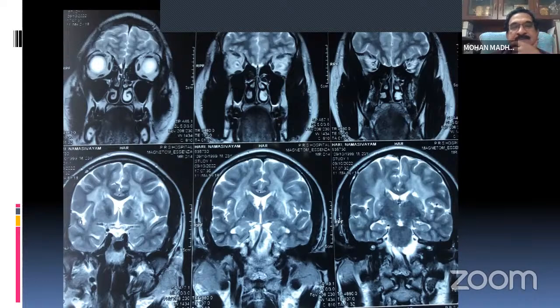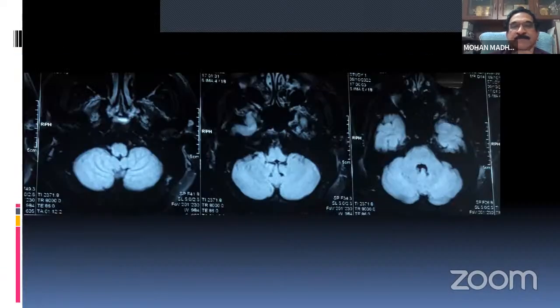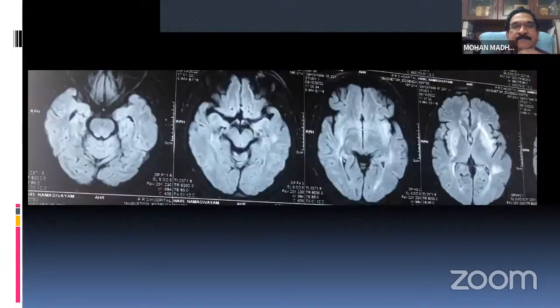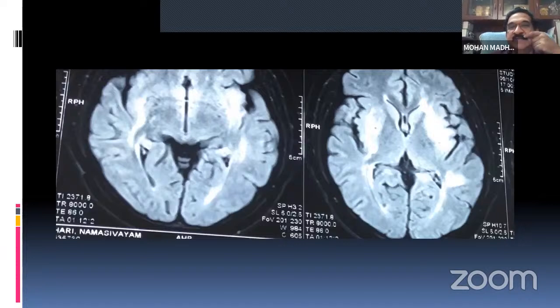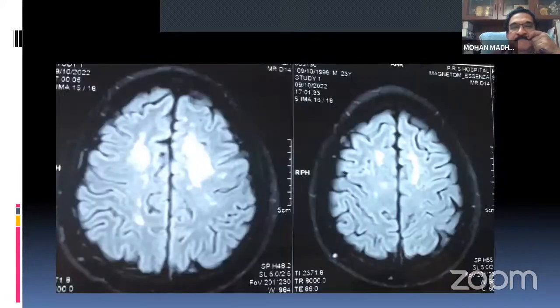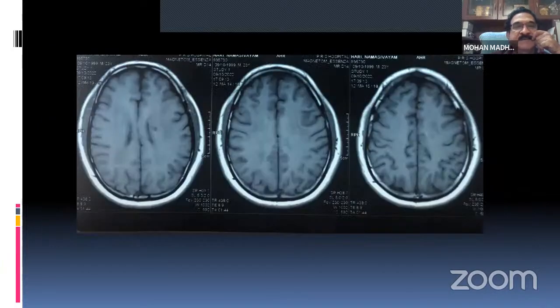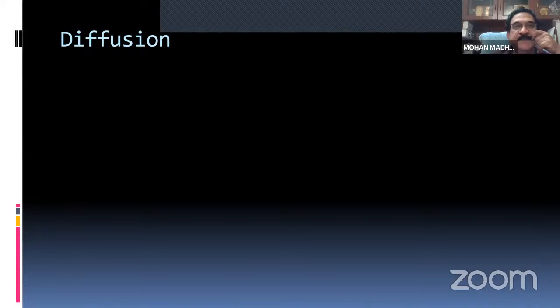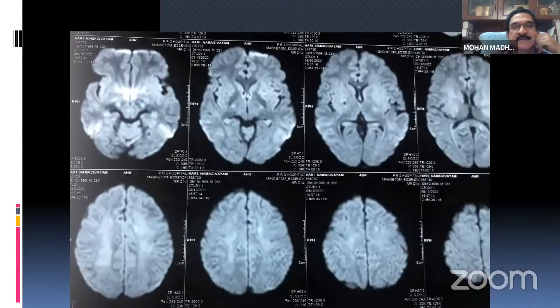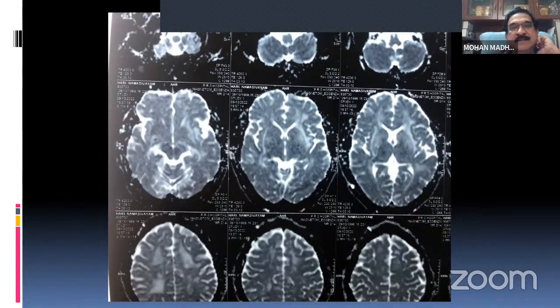This is a coronal T2, showing symmetrical hyperintensity bilaterally. This is the FLAIR, again going from below upward. You can see the gross hyperintensity in the periventricular region, lentiform nucleus, periventricular white matter, external capsule, in the corona radiata. T1-weighted shows hypointensity in the same area, but not as marked as in the CT scan. Diffusion: there is no diffusion restriction. It is hyperintense in both diffusion as well as in the ADC map.